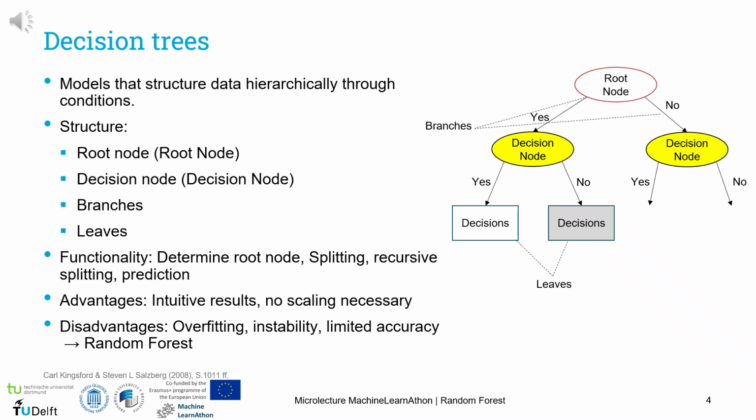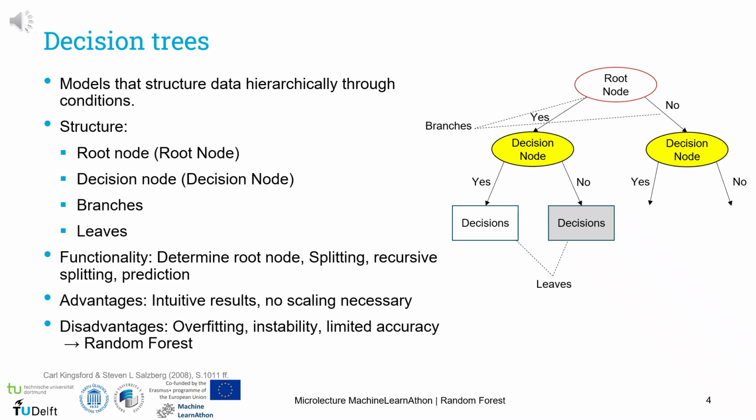So, what is a decision tree? Scientifically, it's a model that structures data hierarchically through conditions. Meaning, you look in your data if they fulfill certain conditions, and based on if these conditions are met or not, you go through kind of a structure that asks you for these conditions and you end up with a result.